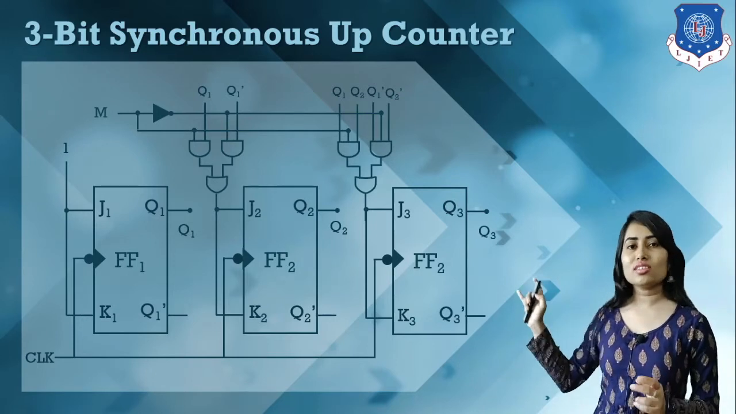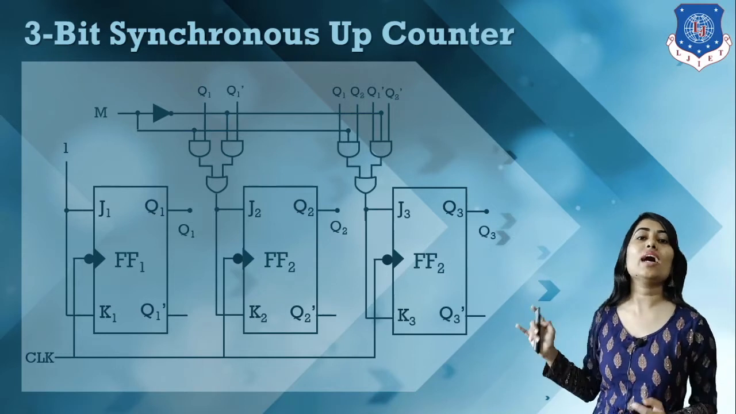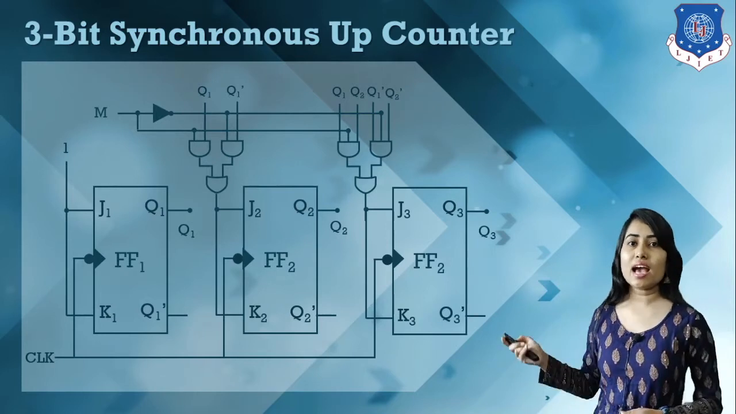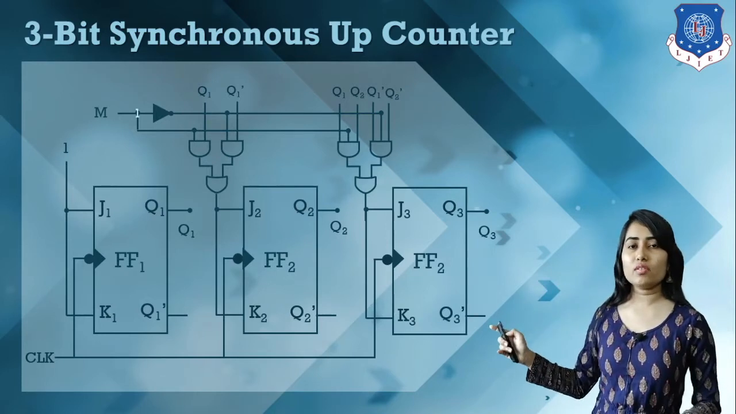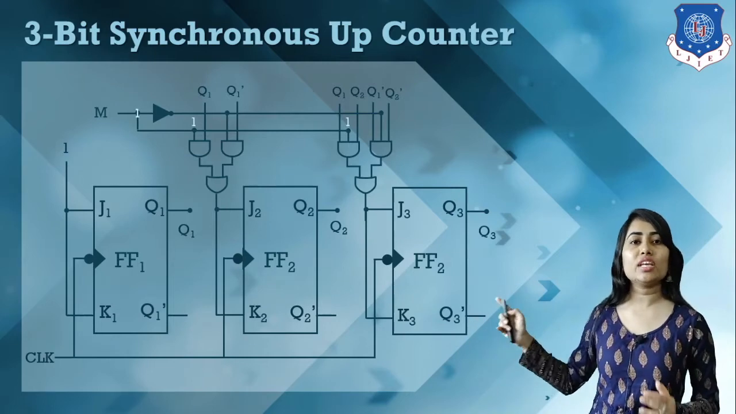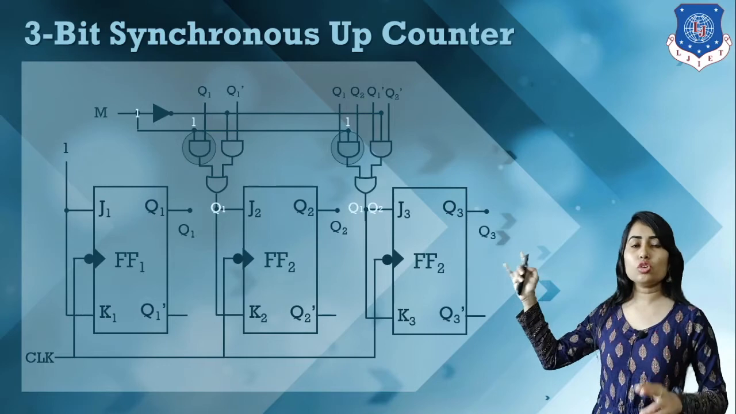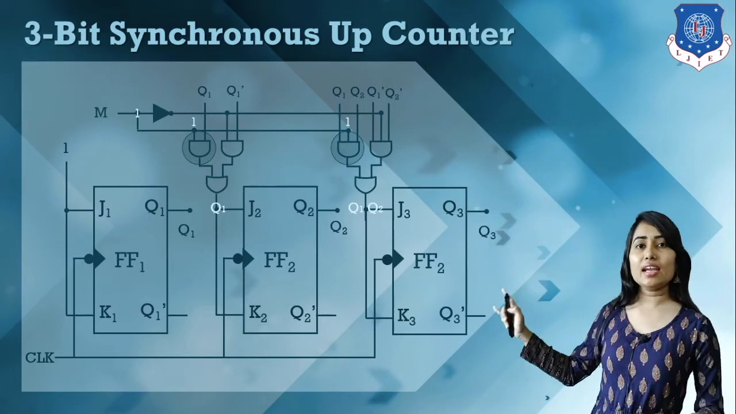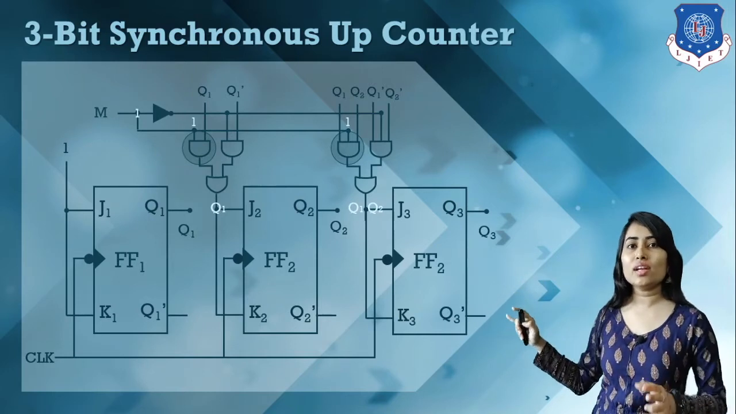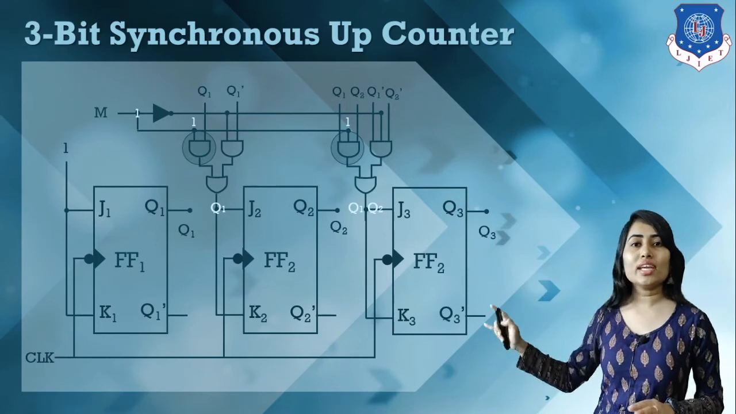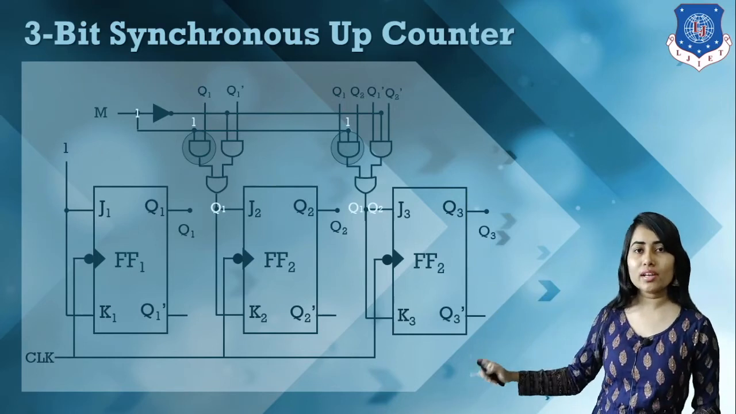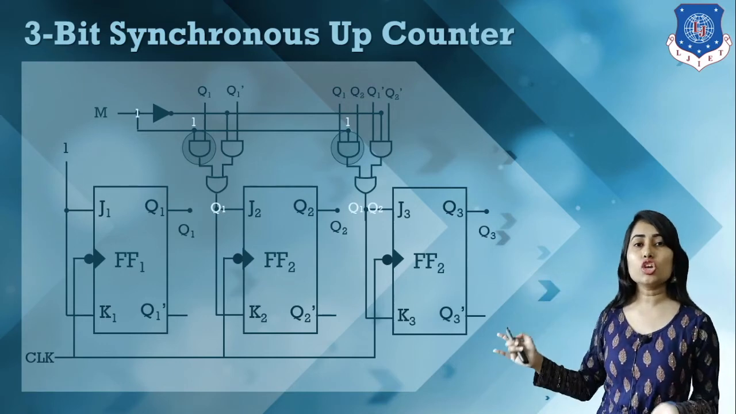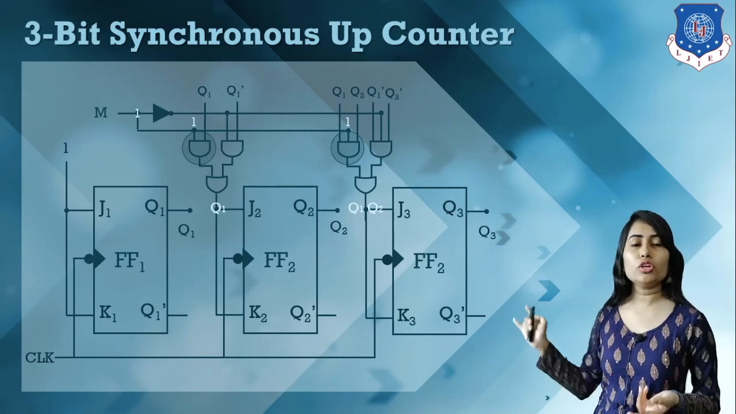So using this kind of logical diagram we can count either in the upward or downward direction. Now whenever we have M is equal to 1, then M dash is equal to 0. So this AND gate will be activated, and we have 1 into Q1 and 1 into Q1 into Q2. So in the second flip-flop input we have Q1, and in the third flip-flop input we have Q1 into Q2. So it works as a synchronous up counter because we have the inputs in such combinations.